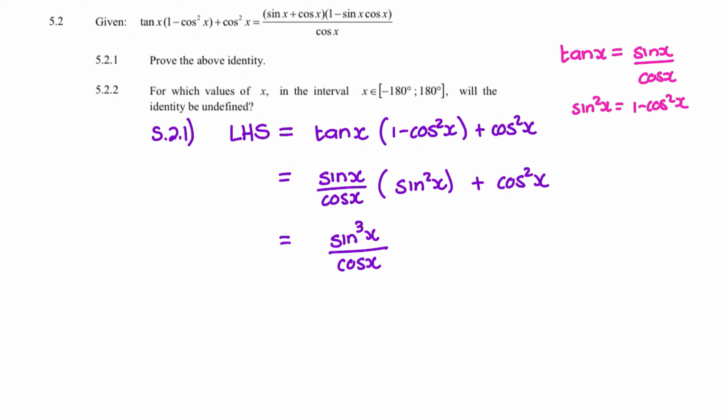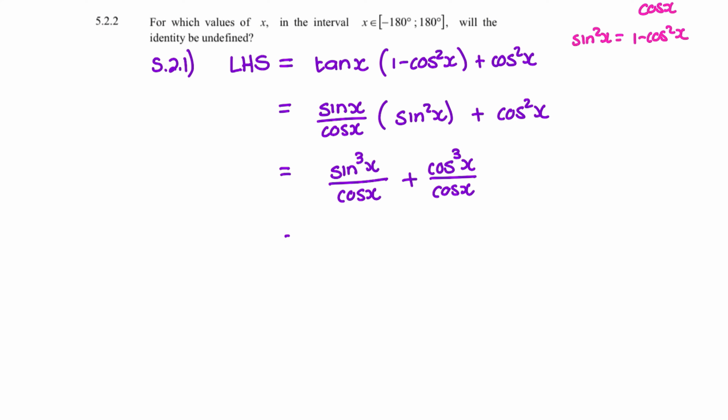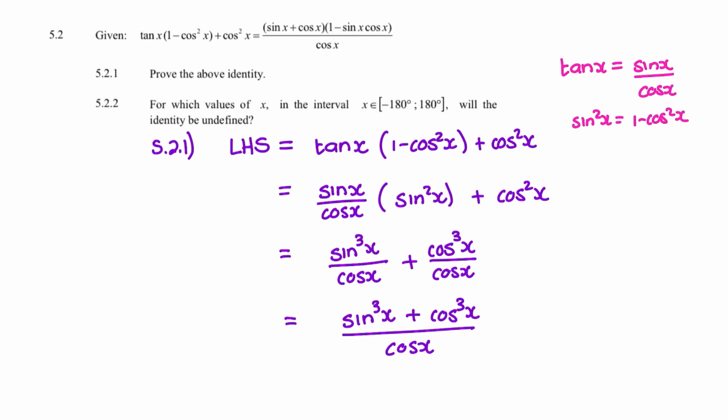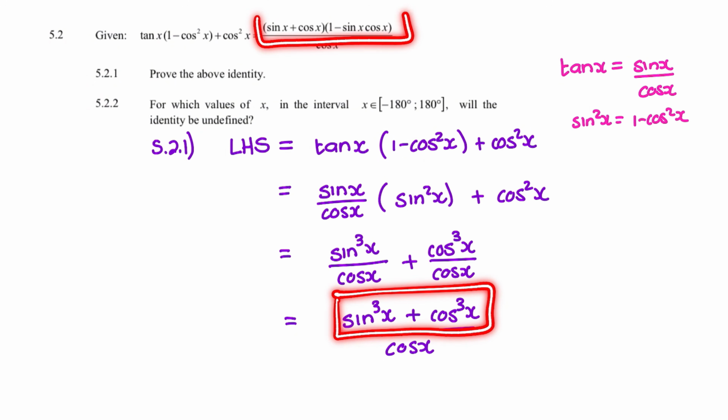And in the second term, we have cos cubed x over cos x. Now our denominators are the same. So in the numerator, we have sine cubed x plus cos cubed x over cos x. So if I compare it to my right-hand side, I have my denominator. And what I need to do now is find a way to rewrite sine cubed x plus cos cubed x in the form of brackets.